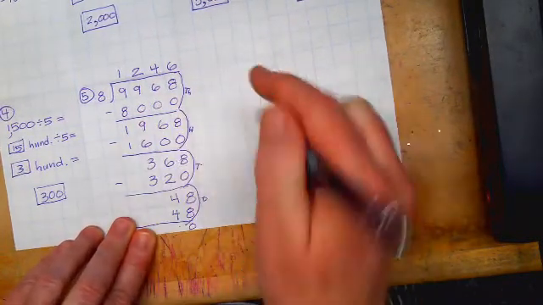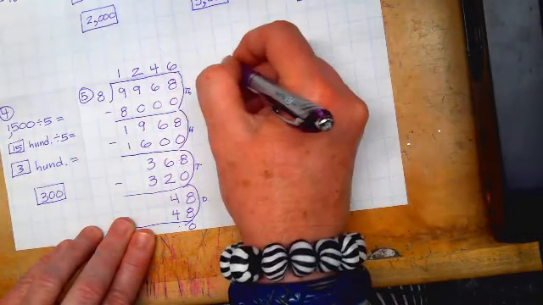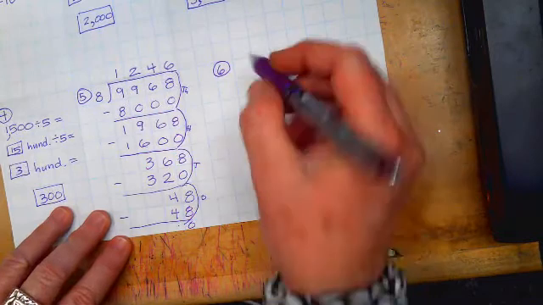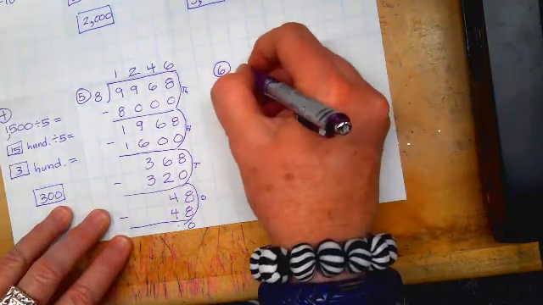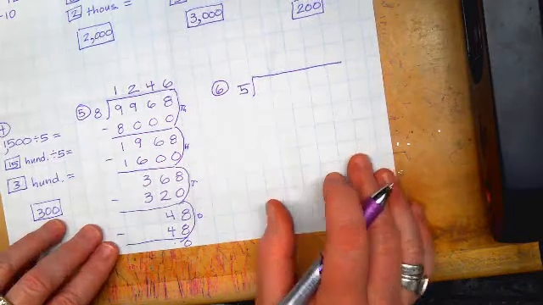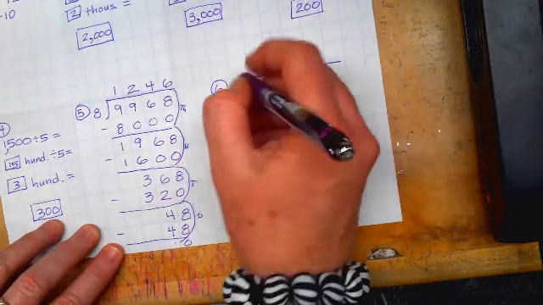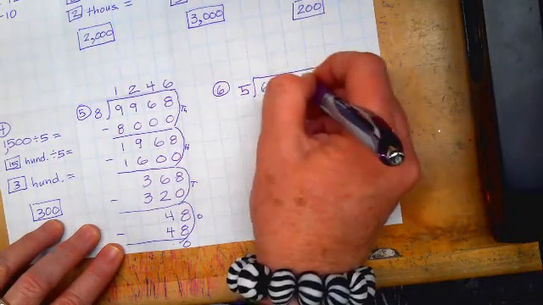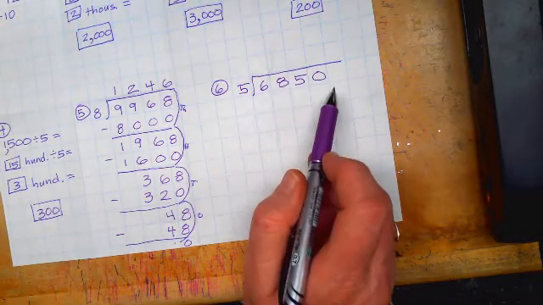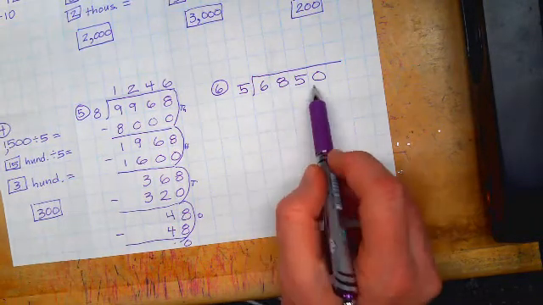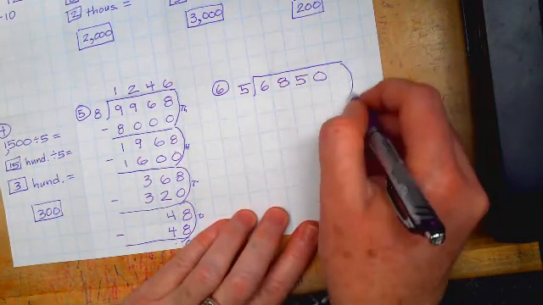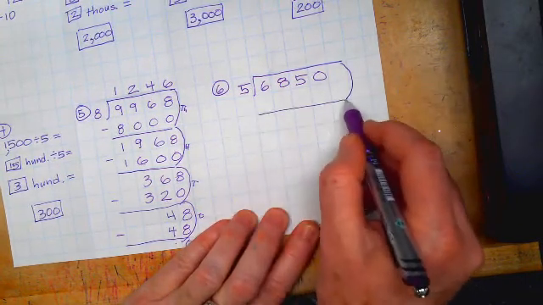All right, let's look at number 6. Since we're only going through 10, I'm going to do number 6 over here and kind of straddle the line and give us some room. So I'm going to go like this. Number 6 is 6,850. In other words, 6,850 divided by 5. I know it's going to go in evenly because it ends in a 0.